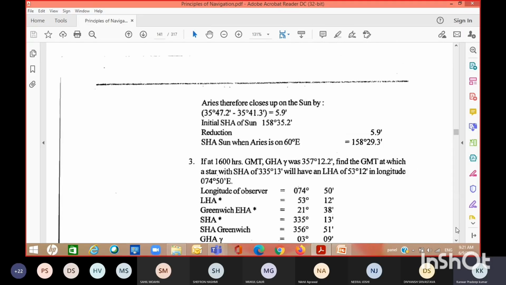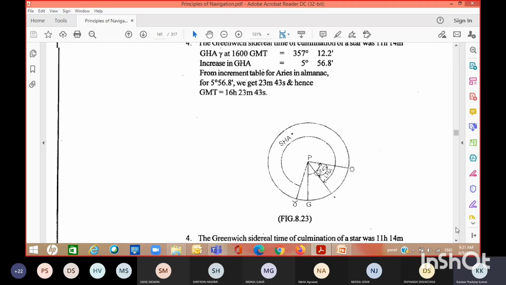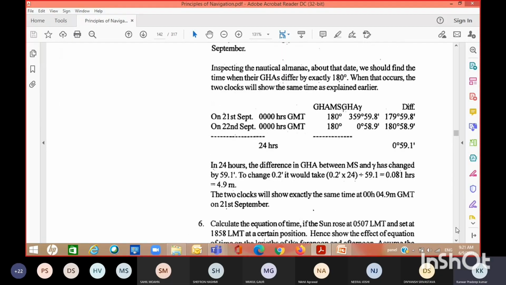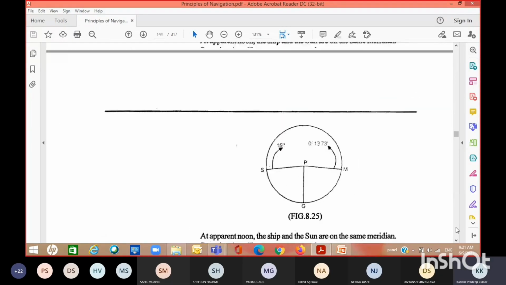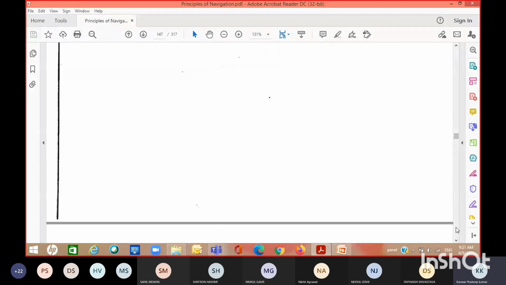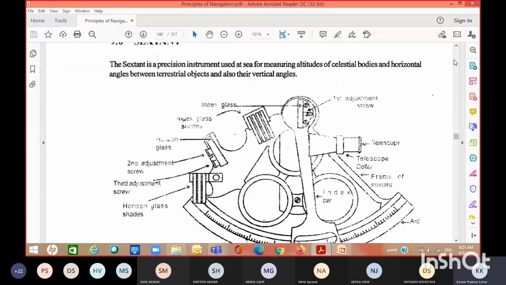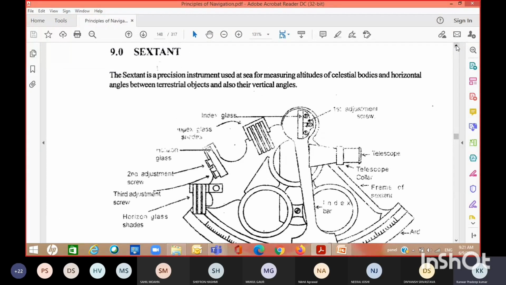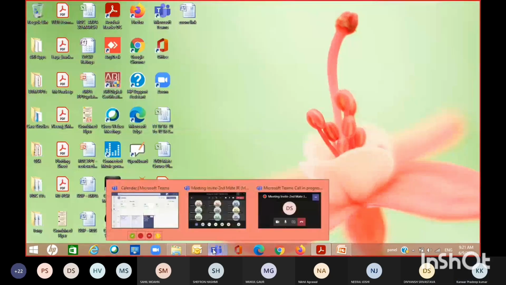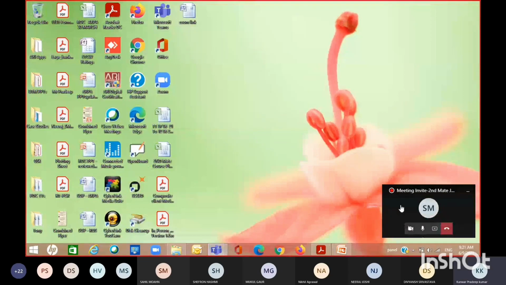Who has not seen a sextant or not used a sextant? Just raise your hand, press on that icon and I will know. It will give an idea how many people have not seen or used a sextant. Then probably it was shown to everyone in this.